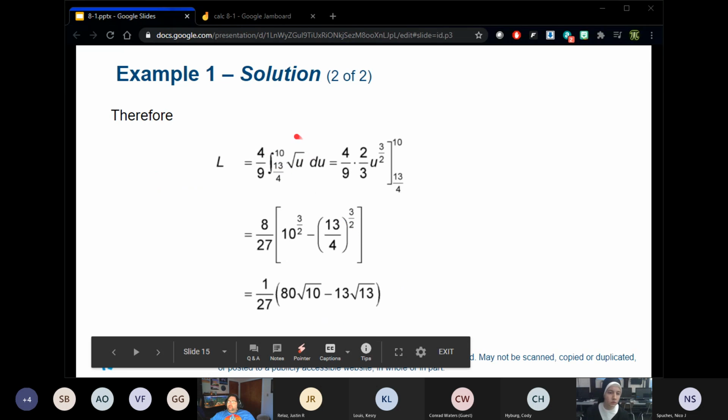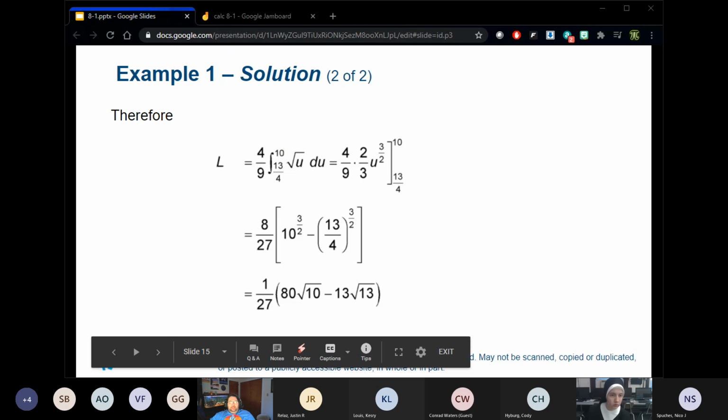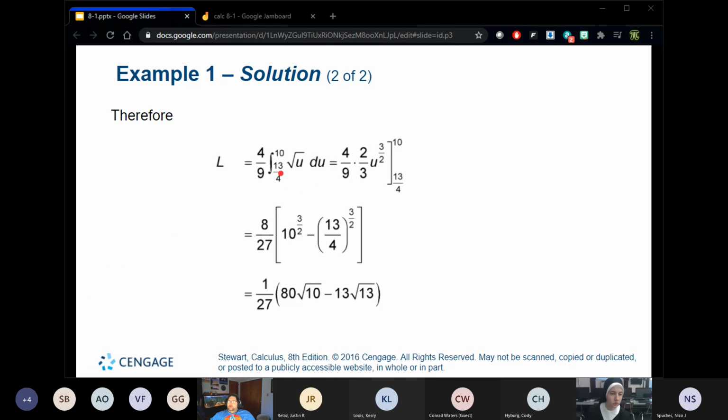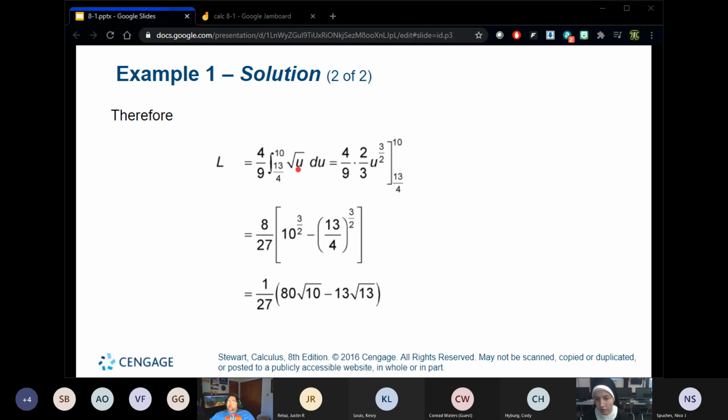So my new integral that I'm going to solve is 4/9, the integral of 13/4 to 10, square root of u du. So I've changed my range or my domain or the values for my integration, the 13/4 and the 10. The 4/9 came from that 9/4 dx when I had to solve for du. And then the u is the square root.